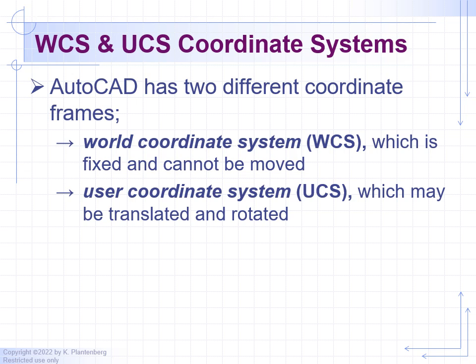But keep in mind, oftentimes you might want to change your coordinate system. And this is what's known as a UCS, or user coordinate system. And that can be actually moved around, meaning translated. It also could be rotated.